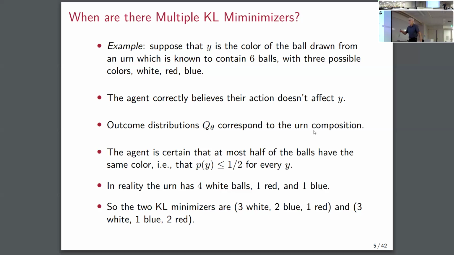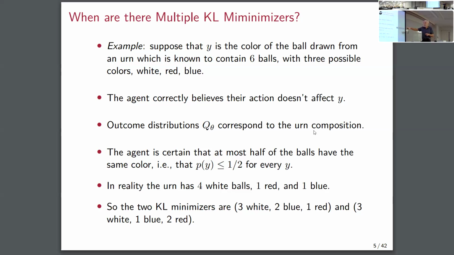Outcome distributions here correspond to urn composition. How many of each color ball are there? The agent is certain that at most half the balls have the same color, so that the probability of Y is under a half for any Y. That's part of their prior. But in reality, the urn has 4 white balls, 1 red and 1 blue. So there's 2 KL minimizers: 3 white, 2 blue, and 1 red; and 3 white, 1 blue, 2 red.